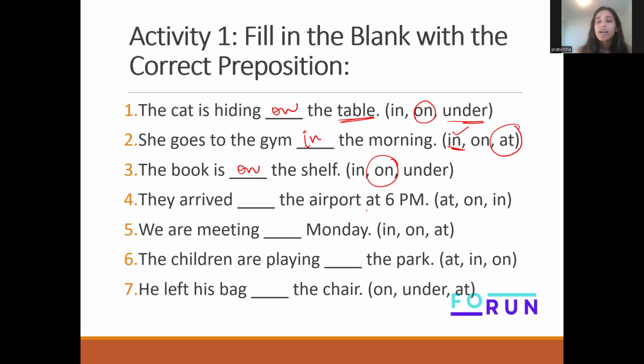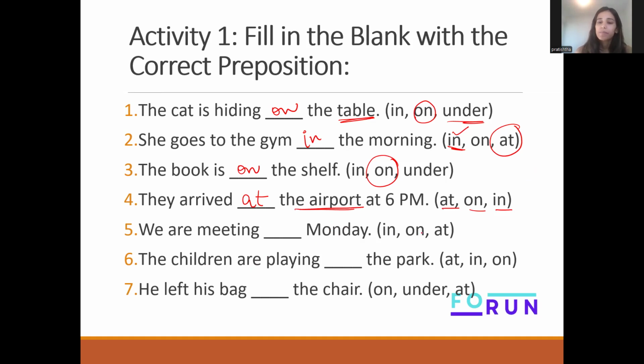They arrived dash the airport at 6 p.m. At the airport, on the airport, or in the airport. So they cannot arrive on the airport. If they are going inside, then probably "in." But at this point of time, "at the airport" is the correct option, because it's talking about a specific location.